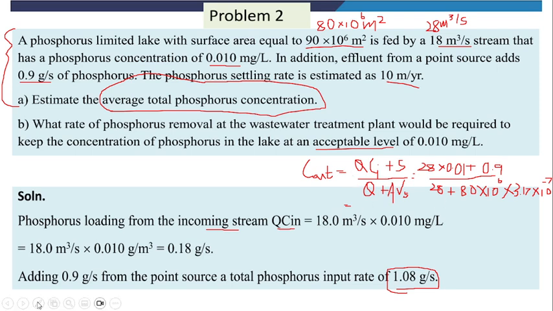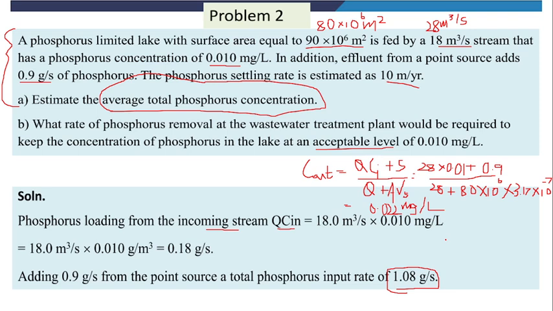So we can try this one. The answer is 0.022 mg per liter. Obviously, as this changed the surface area and flow rate also, it is above the acceptable level. Okay, so here the acceptable level is given as 0.01, but the C out concentration is 0.022 milligram of phosphorus per liter of the water.